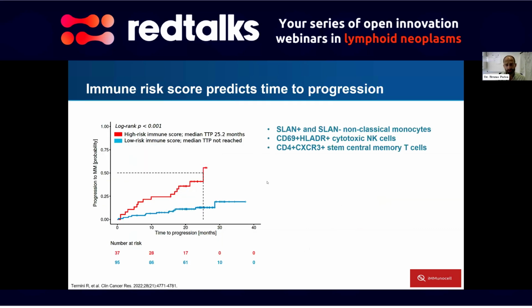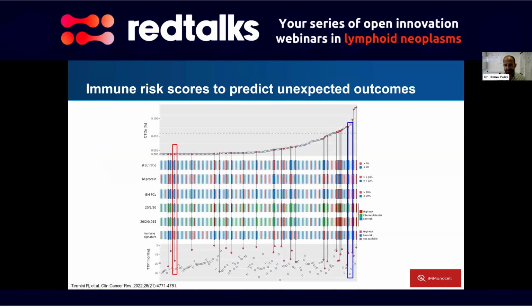As I alluded before, in this study, we also looked at immune profiles, and it was possible to develop an immune score relying on 2 different subsets of non-classical monocytes, activated cytotoxic NK cells, as well as a specific subset within stem central memory T cells that stratified patients into low and high risk of transformation according to low and high risk immune scores.